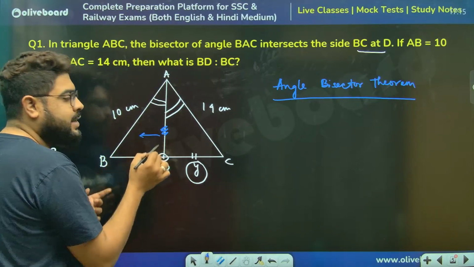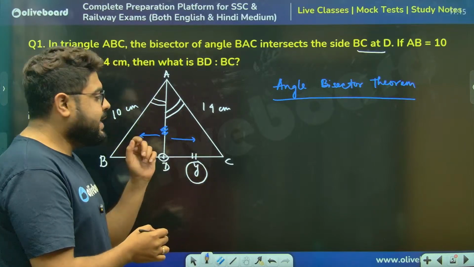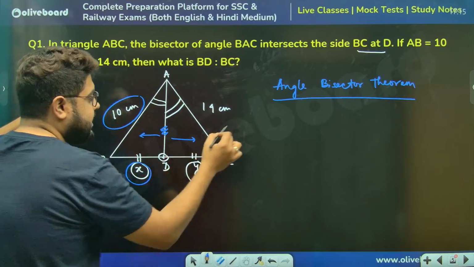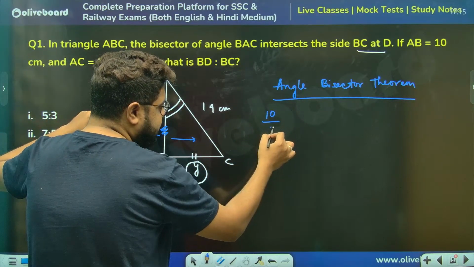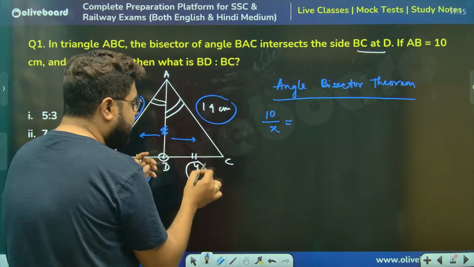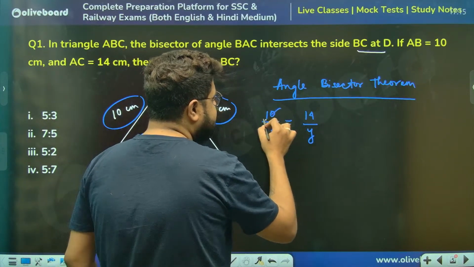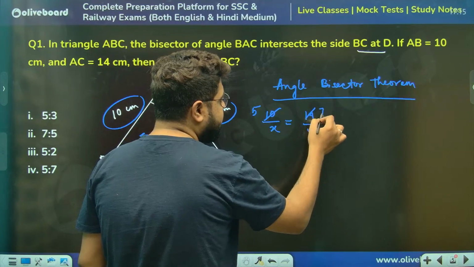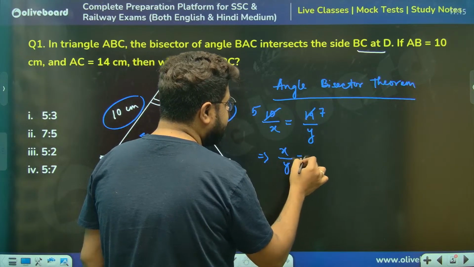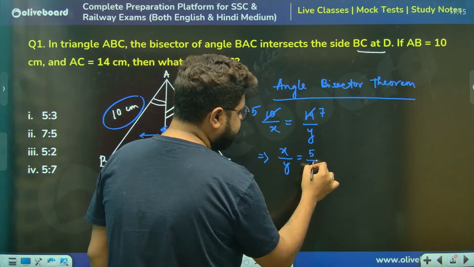Whatever is to the left, that ratio is equal to whatever is to its right. Left means AB by this X, 10 divided by X. It is equal to whatever is to its right, that is 14 by Y. So this is 5 and this is 7. So I am getting X by Y as 5 by 7.